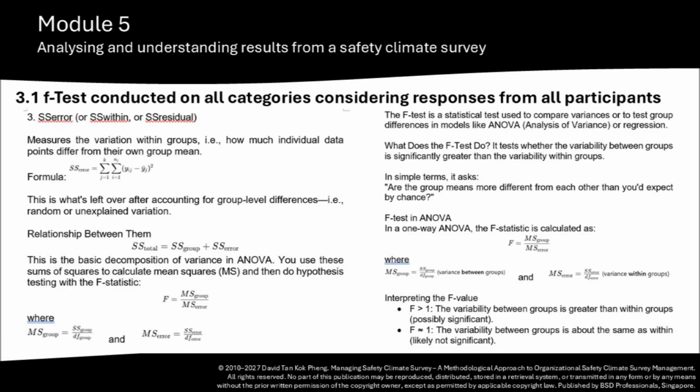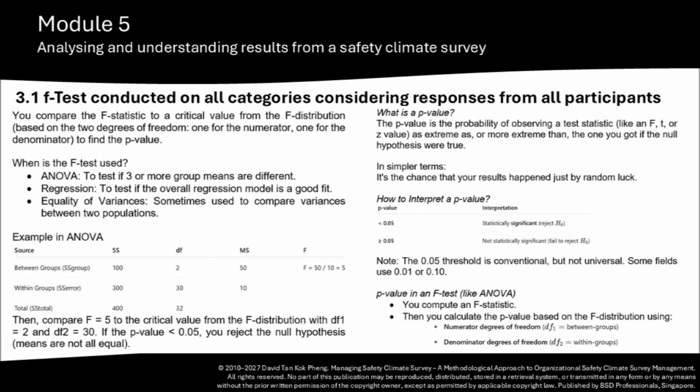To determine statistical significance, the F statistic is compared to a critical value from the F distribution. This critical value is determined using two sets of degrees of freedom, one for the numerator, between groups variation, and one for the denominator, within groups variation. Based on this comparison, we can determine the corresponding p-value.